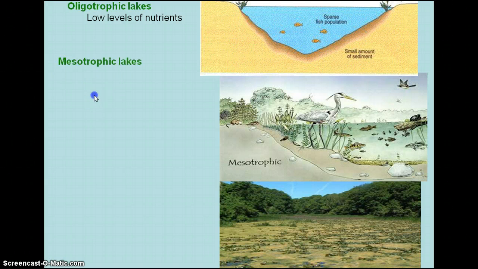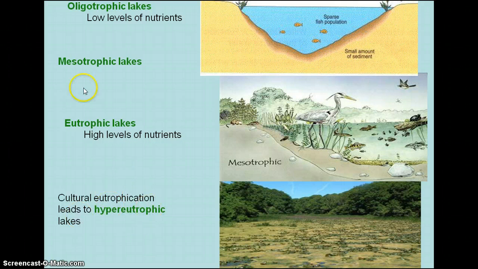Mesotrophic, think of M for middle. It's kind of in the middle between an oligotrophic and eutrophic lake. A eutrophic lake is a lake which, as you see in this picture, is losing clarity. It has an abundance of nutrients, or high levels of nutrients, of phosphorus and nitrogen.